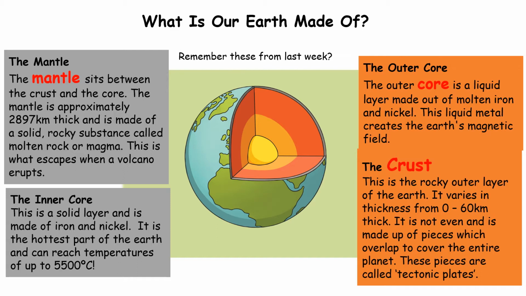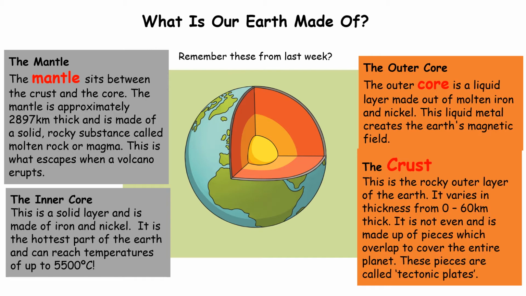I'll go down to the crust now, which is the outer layer of the Earth, or the surface, and the thickness varies from 0 to 60 kilometers. It's not even, and it's made up of pieces which overlap to cover the entire planet. These pieces are called tectonic plates. There's a little bit more information about tectonic plates a little bit later in this presentation.